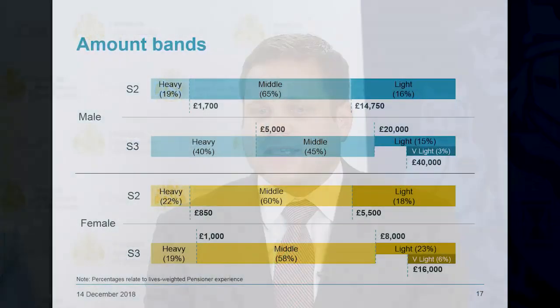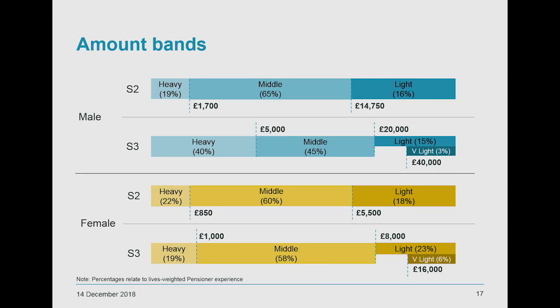So, taking it all together and just comparing the S2 versus S3 bands, starting with the females this time, you can see that the boundary between the heavy and the middle tables is fairly consistent. It just worked out that way. The boundary between the middle and the light tables shifted up quite a bit, but the proportions in each of those groups of data, the experience data, is broadly equivalent.